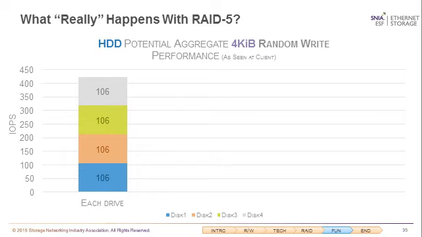So, hard drives. I have 4 hard drives here. Each one of them is a different color. We're back to these 4 kilobyte random writes, like where we started, really. My numbers here are a little different. They're 106. I took some smaller numbers.